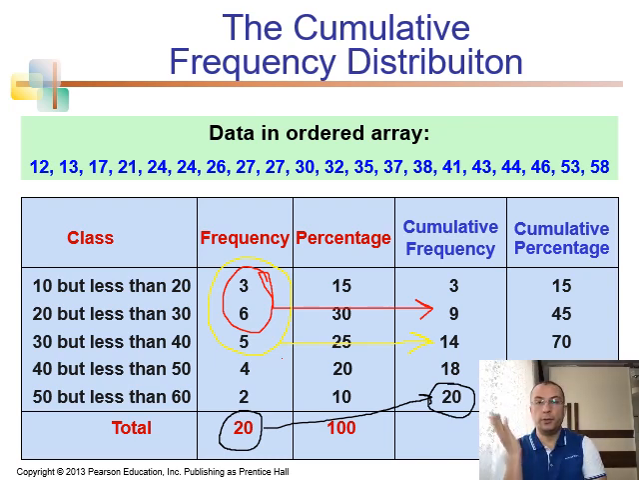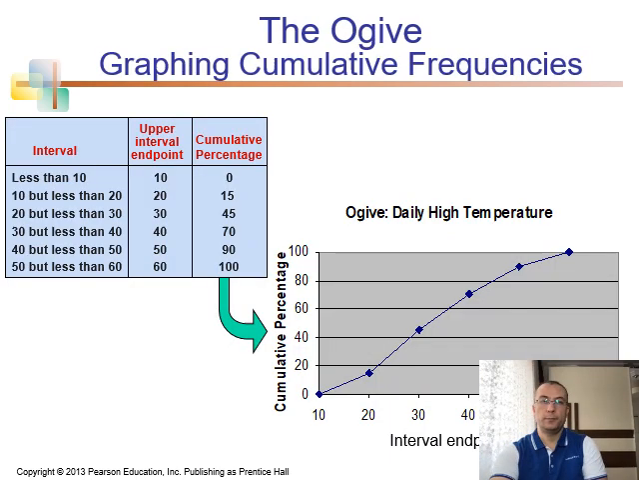And you can always convert them into cumulative percentage by dividing by the total. So that's called the cumulative frequency distribution. Now, if you draw the cumulative frequency distribution, this is called an ogive. So an ogive is the same thing as the cumulative frequency distribution, but instead of drawing bars, you draw a line.